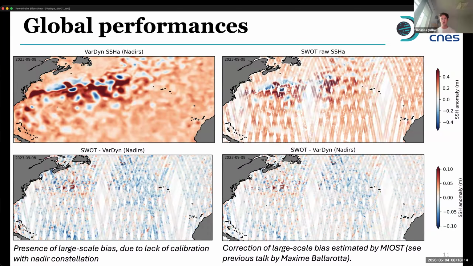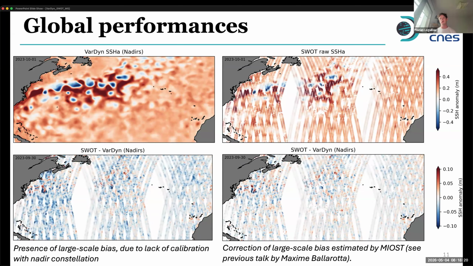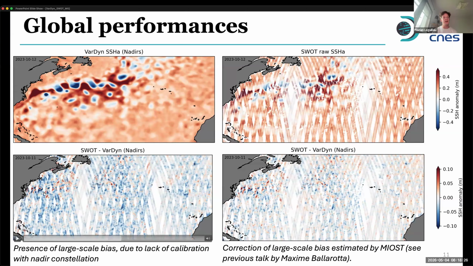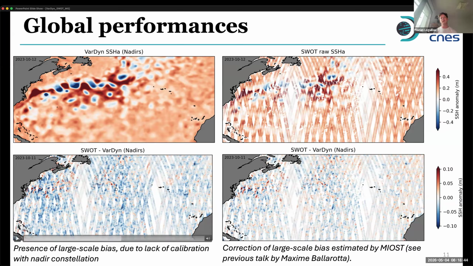So it's a way to say to the community, if you look at the SWOT data, I think it's really relevant to correct for this large scale bias. If I stop here, for instance, you see here it's all blue. So this is really a large scale bias in the raw data. And when you correct it, then you just have the small scale residuals, which are really physical scales. And these scales will allow you to improve your mapping system. But if you include all this large scale bias, then it's really hard to make a good data assimilation run. For me, it was really key to correct this large scale bias. So just a way to say it again.